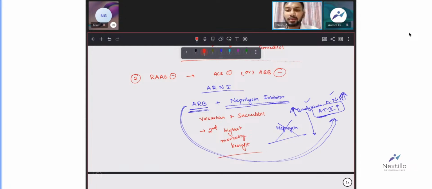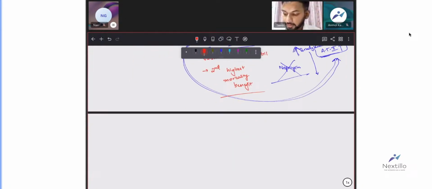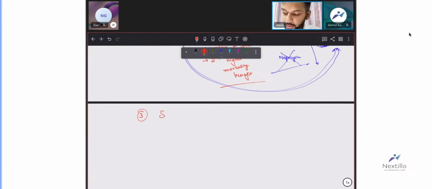So the first drug with highest mortality benefit is beta blocker. Second is ARNI. Third, it is spironolactone. So I am giving you in the order of mortality benefit. What is spironolactone doing? I've already told you the action of aldosterone in the last lecture. Aldosterone is coming into the capillary. It is crossing the basolateral membrane and attaching to the mineralocorticoid receptor.